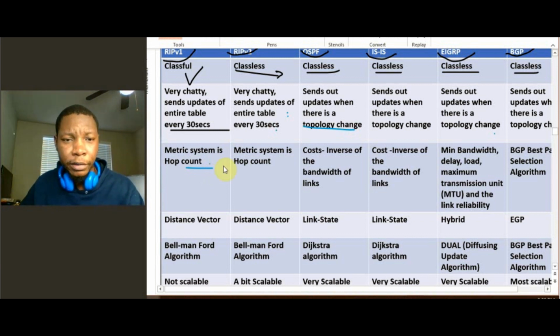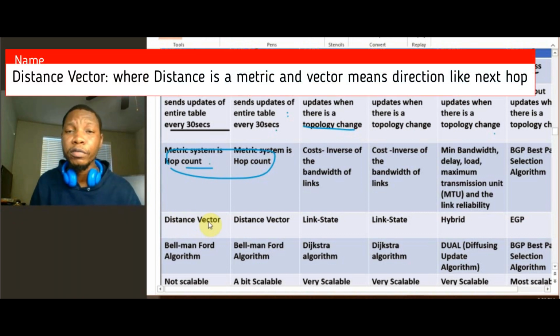So the metric system of RIP version 1 and RIP version 2 is called hop count. As easy as hop count. And that's why they're called distance vector routing protocols, because they consider distance as a major factor.